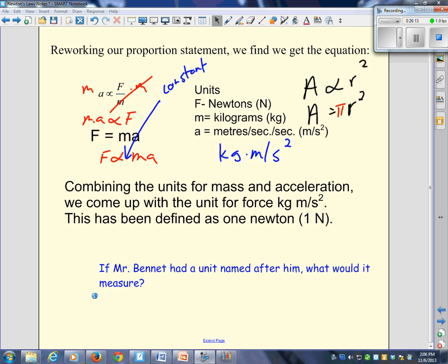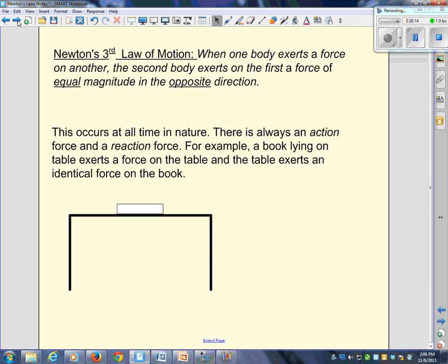All right. Last law of motion. Newton's third law says, when one body exerts a force on another, the second body exerts on the first a force of equal magnitude in the opposite direction. Why would I highlight equal and opposite, do you think?